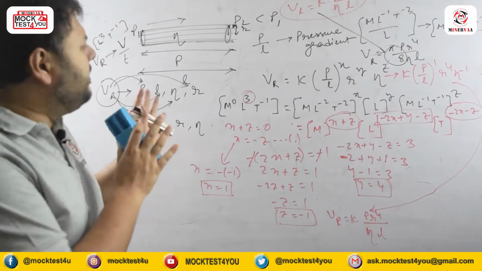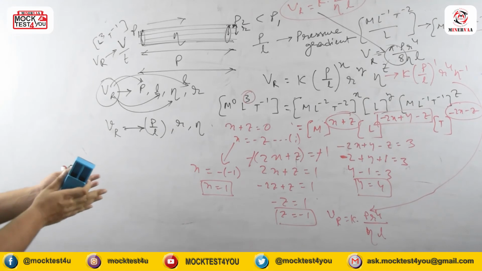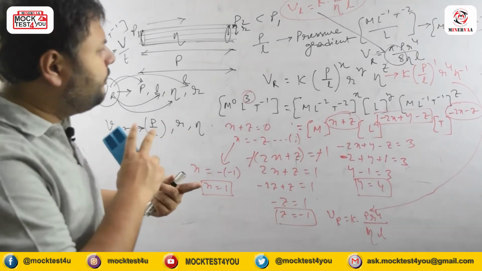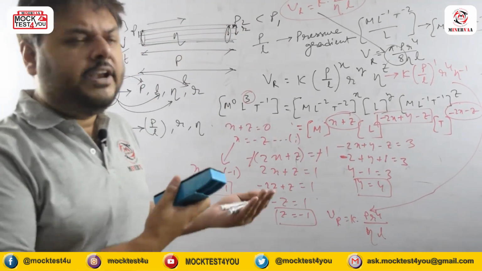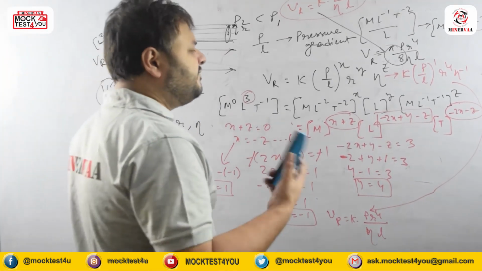So at that time you can at least go for this kind of approach where you can use two variables to convert into one variable. So four variables will be figured out with three variables at a time, and you can use the dimensional analysis formula.